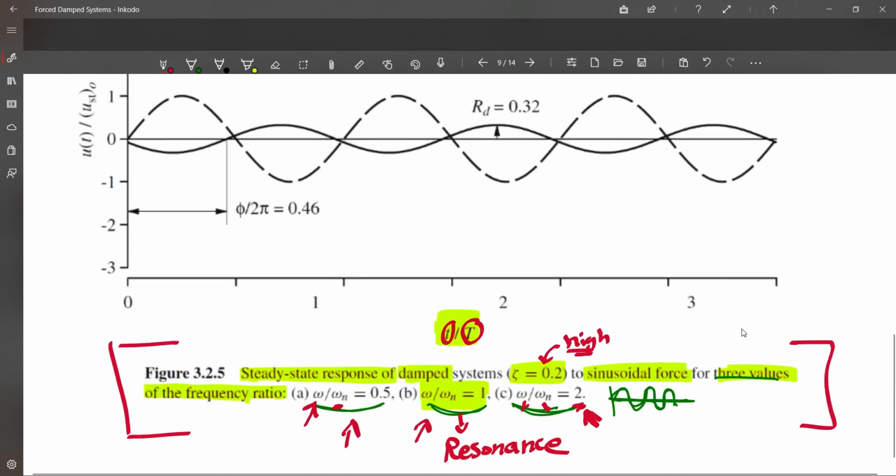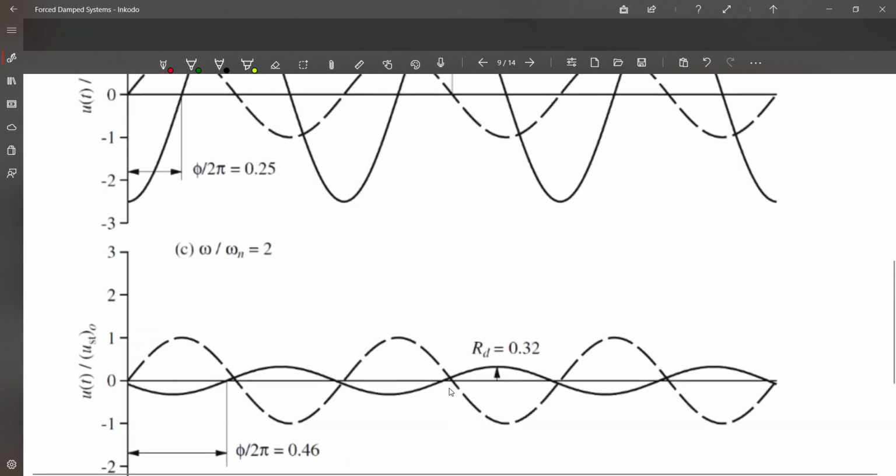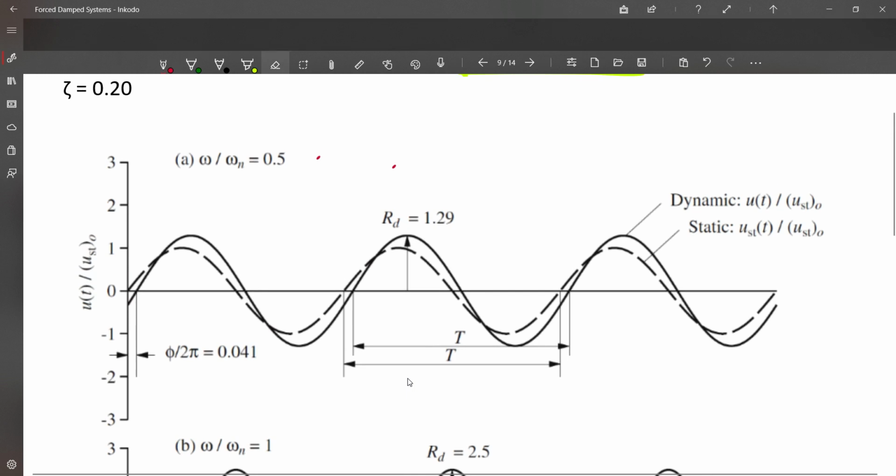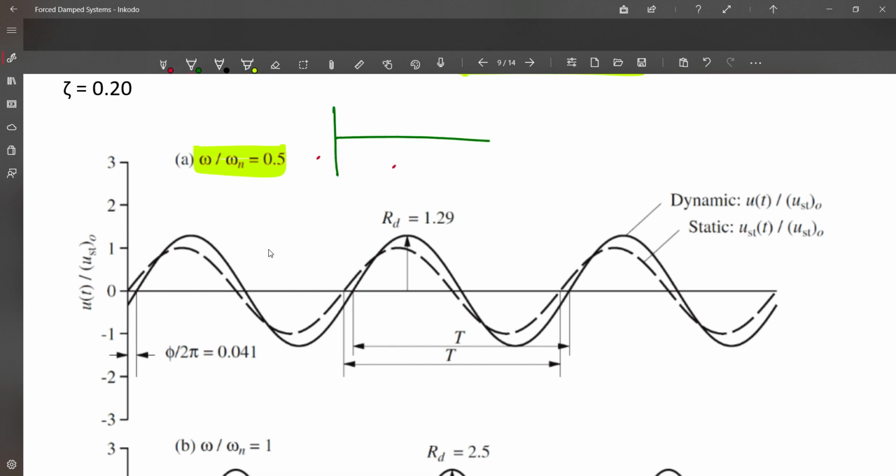Okay, so let's go to the first part, which is omega over omega n equal to 0.5, and put our steady state. Remember, we are talking about the steady state response. Forget about the transient now; we are talking about the steady state response only, of course for a damped system. The first part is A, omega over omega n equal to 0.5. This means the forcing frequency is, as I said, half. So the force will look something like this, while the frequency of the system might be larger, something like this.